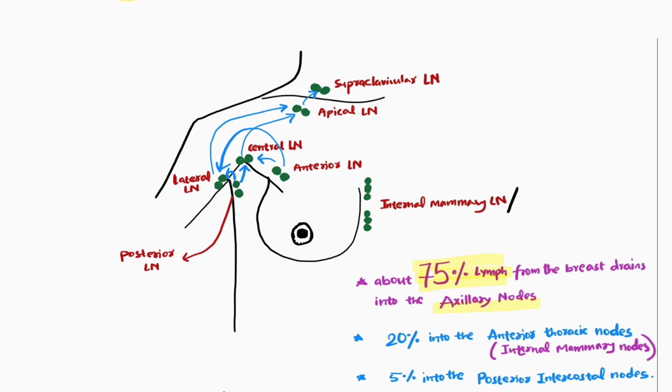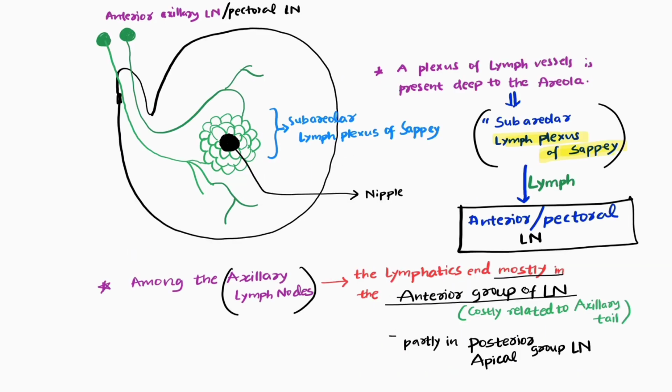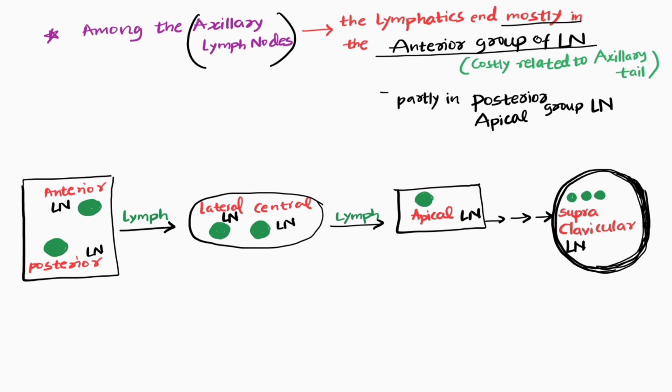As you can clearly see through these blue arrows in the picture, here you can see the subareolar lymph plexus of Sappey. A plexus of lymph vessels is present deep to the areola. That is nothing but subareolar lymph plexus of Sappey, which drains lymph into the anterior or pectoral lymph nodes. As you can see in the diagram, among the axillary lymph nodes, the lymphatics end mostly in the anterior group of lymph nodes, partly in posterior and apical group of lymph nodes. So here I see the schematic diagram. Anterior lymph node or posterior lymph node drains lymph into lateral lymph node or central lymph node, which in turn drains into apical lymph node, which in turn drains into supraclavicular lymph node.